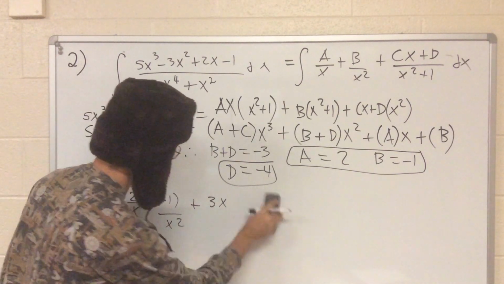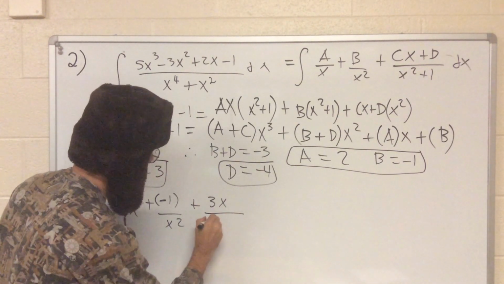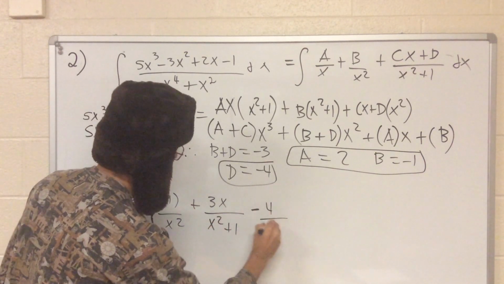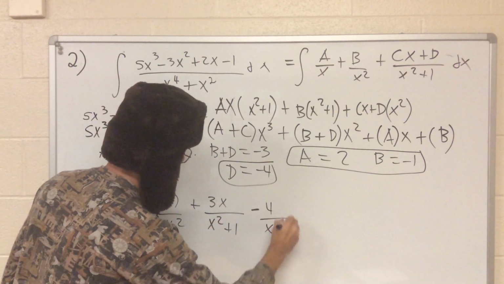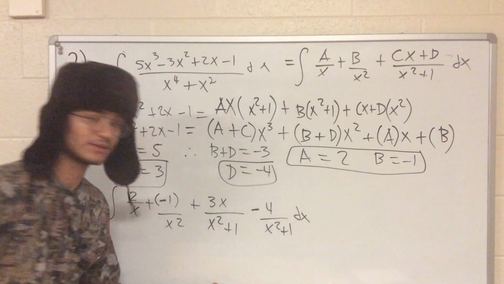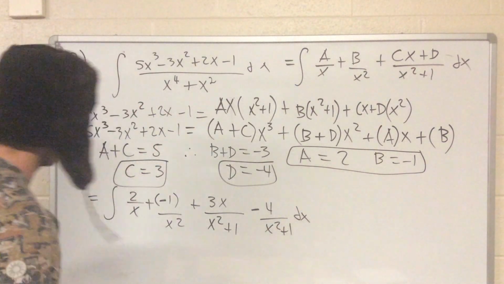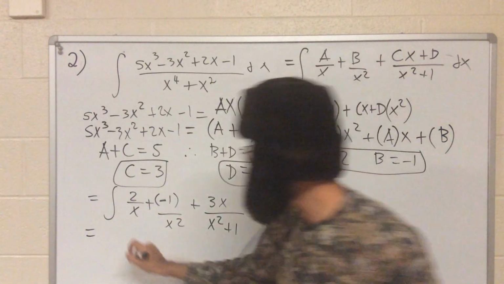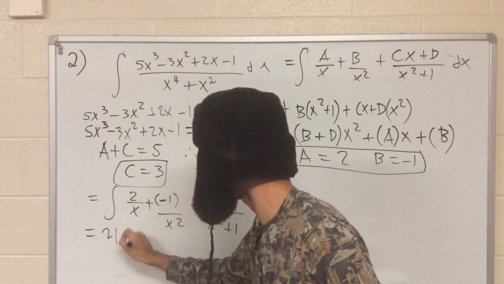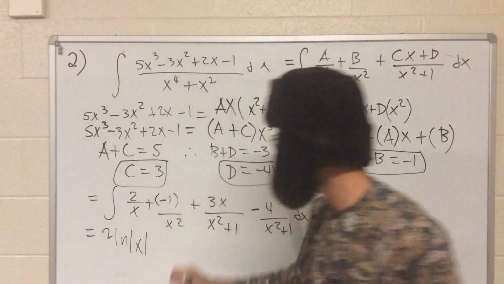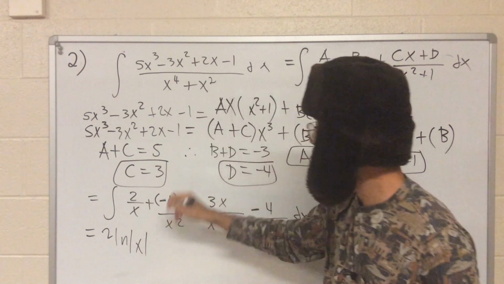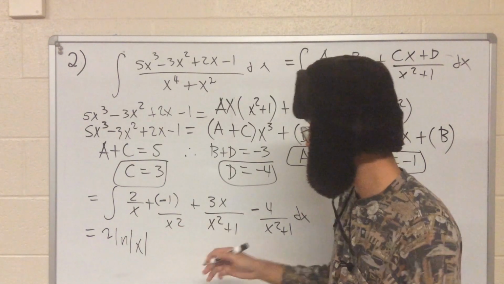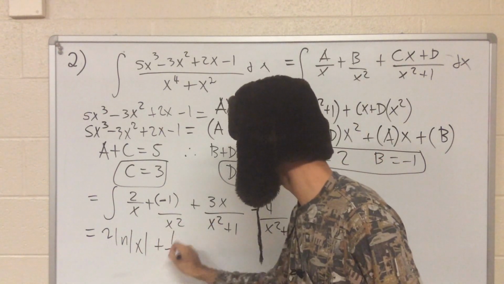So instead of this, we have 3x over x squared plus 1, and then minus 4 over x squared plus 1 dx. Now that's way easier to integrate. So the answer will be something like this: it will be equal to 2 times ln of the absolute value of x, minus the integral of 1 over x squared, which is minus 1 over x, so that will be plus 1 over x.